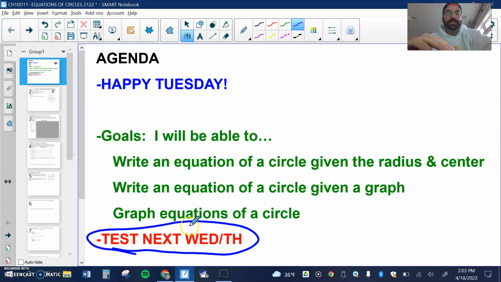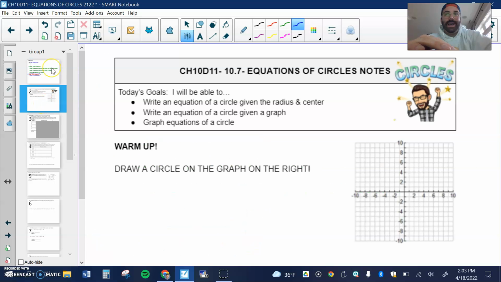Okay. We're going to have a test next Wednesday or Thursday, depending on when your block day is. So a week from tomorrow or Thursday, obviously. This will be our last day of new material. And then we'll just be reviewing the next few days, bringing back some old stuff from the check-in just to see where you're at with the material.